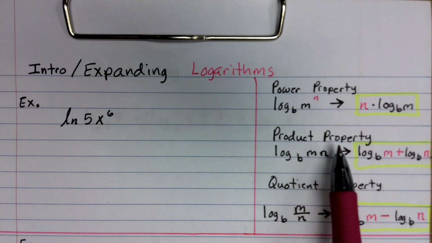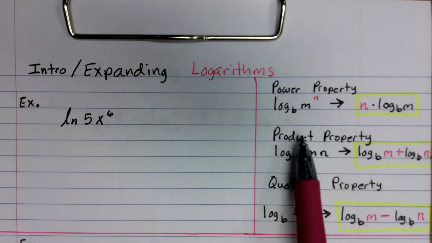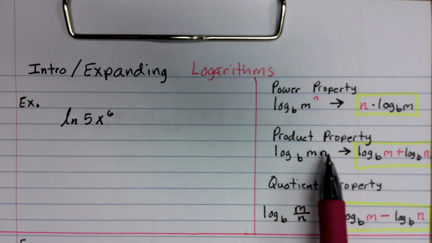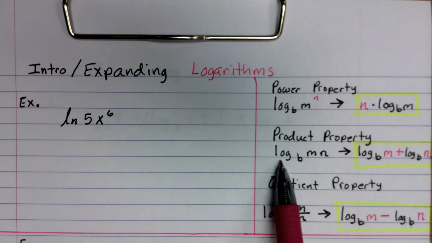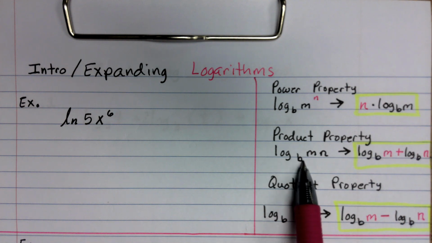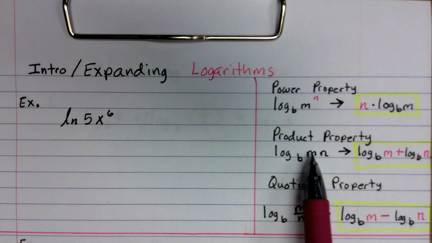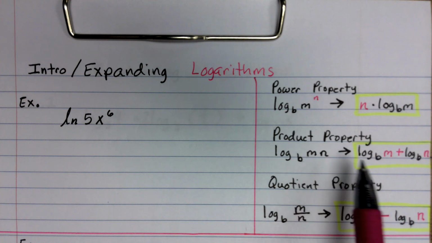So I like to think about this like your exponent rules. In exponent rules, we have the same base, we simply add the powers. So here what we have is when we have the same base, it's both base b, we simply add these two variables that are being multiplied together as two separate logs being added.